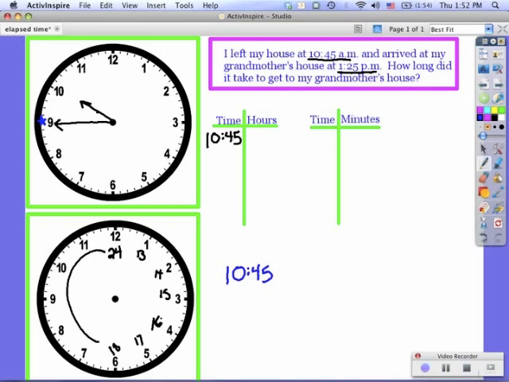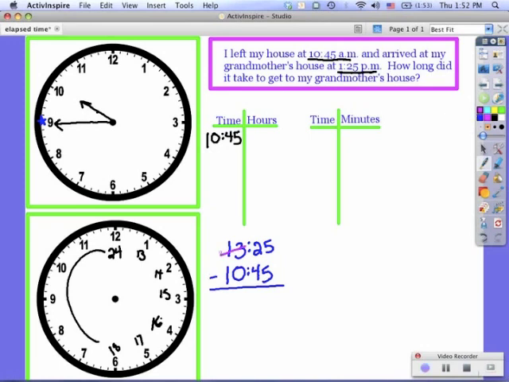Okay, so I would subtract 13:25 minus 10:45. I have a problem. Can I take 45 from 25? No, I cannot. What do I need to do? You need to borrow, take an hour from 13 and then add 60 to 25. Why do you need to add 60 to 25 instead of just 10? Because 60 minutes equals an hour. There's 60 minutes in 1 hour.